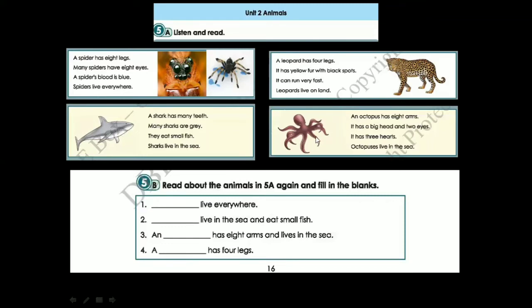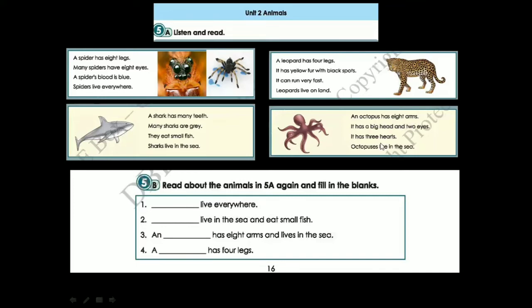Look at the picture. What animal is it? An octopus. Yes. It has eight very strong arms, and then it has a very big head and two eyes. Spiders have eight eyes. So we have two eyes.